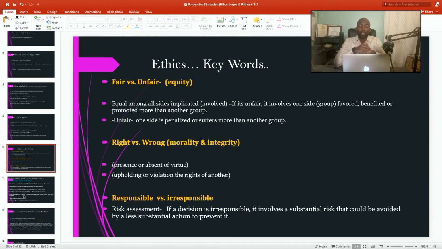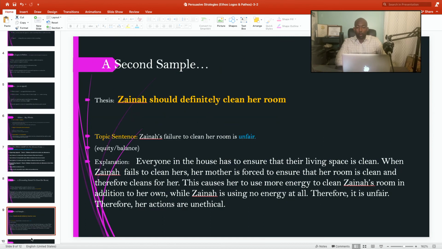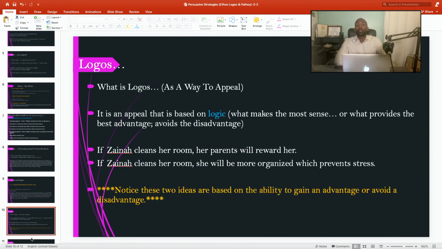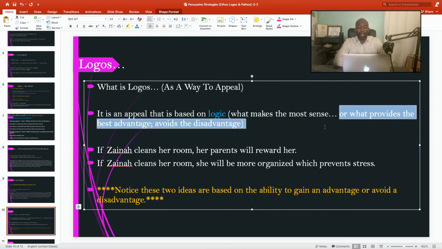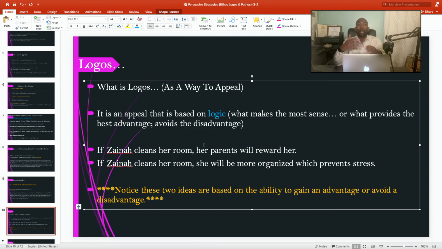Okay, so I really highly encourage ethical argument and ethical angles inside of the persuasive essay. But once again, to add to that, ethics is not all. You also have logos, and this is what I think most students use already when writing topic sentences to support a thesis. Logos, I think, is one of the roots of the word logic, which means what makes the most sense. In our case, I add to that and say what provides the best advantage or avoids a disadvantage. And so logical topic sentences are usually the kind that I feel like most people use.